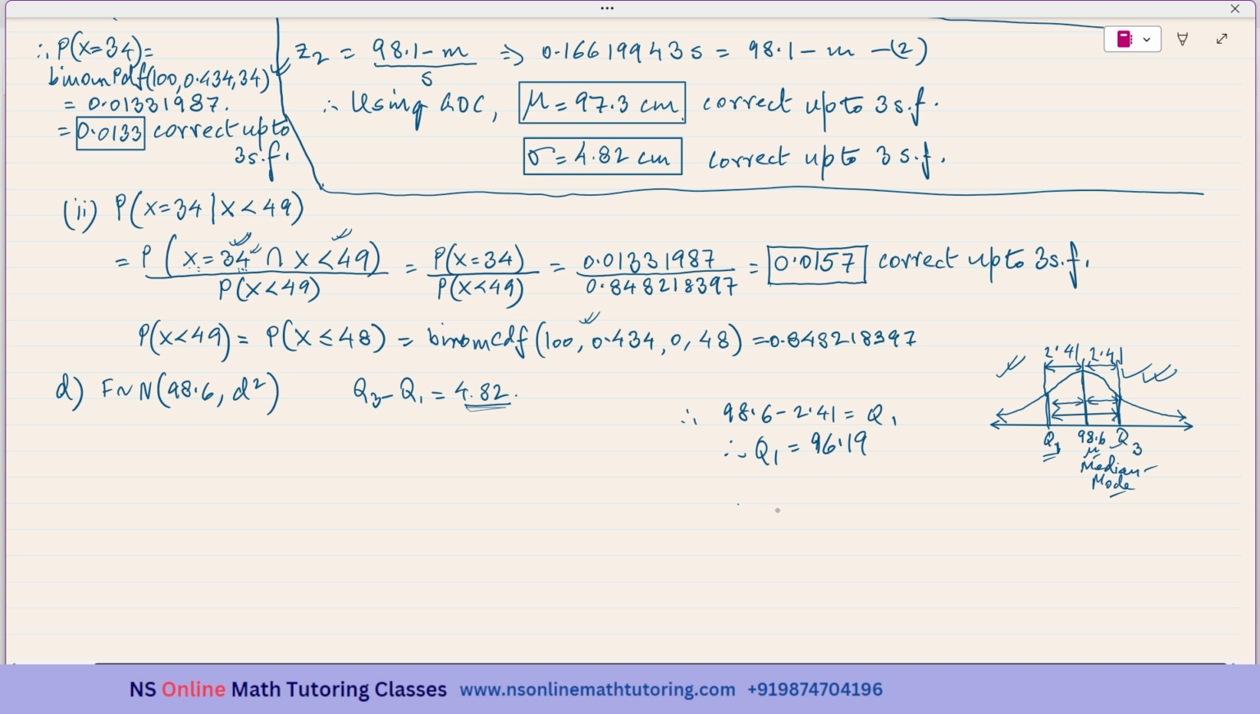Fine. And we know that P of F less than Q1 is always equal to 0.25. This is definitely true, no matter what the value of Q1 is. The area of the graph before Q1 will be 0.25. The probability will be equal to 0.25. Okay. So therefore, we know that the probability of F less than 96.19 is equal to 0.25.